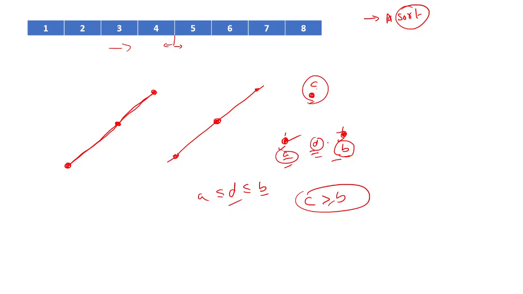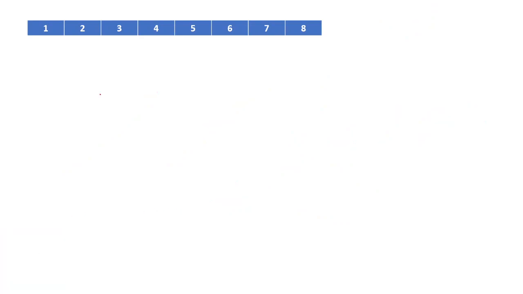So we need to construct an array in such a way that we get a pattern like this. How will we get this pattern? Let's see. Let me clear the screen. Here the sorted array comes into the picture.